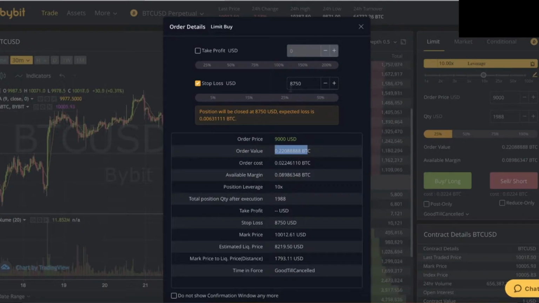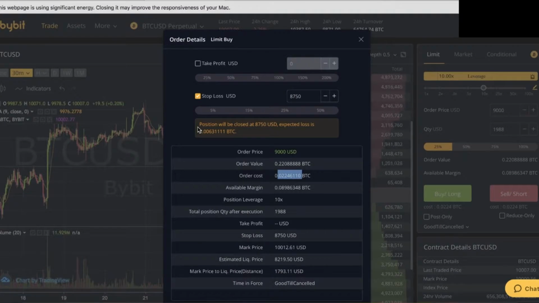This is now telling me that if Bitcoin goes down to 8,750, my position will close, and the expected loss I would have on the trading balance that I'm putting in is 0.006 BTC. So if you do that calculation very quickly, this means I'd go from 0.0224 take away 0.006, and what would be left in the trade is 0.0164 BTC. Do the math yourself, and you can see that's what's left after the position is closed.